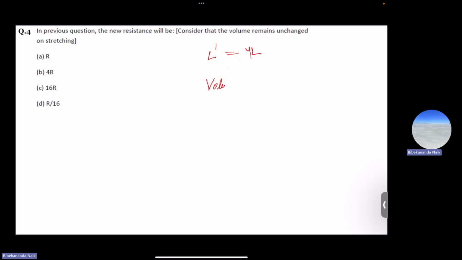The volume is unchanged. This condition is given, and what will be the new resistance that you need to calculate. The options are option A R, option B 4R, option C 16R, option D R by 16. So these are the 4 options, and I'll give you a few minutes to solve this problem, and then we will discuss what will be the correct one.